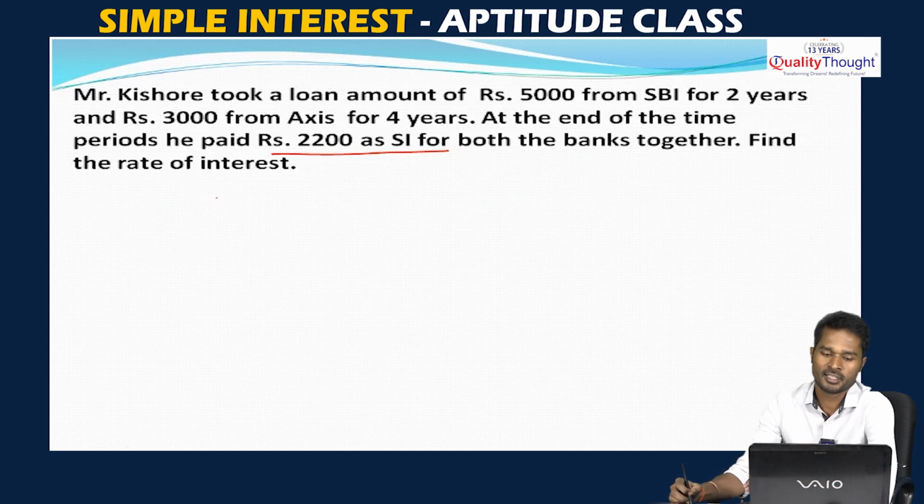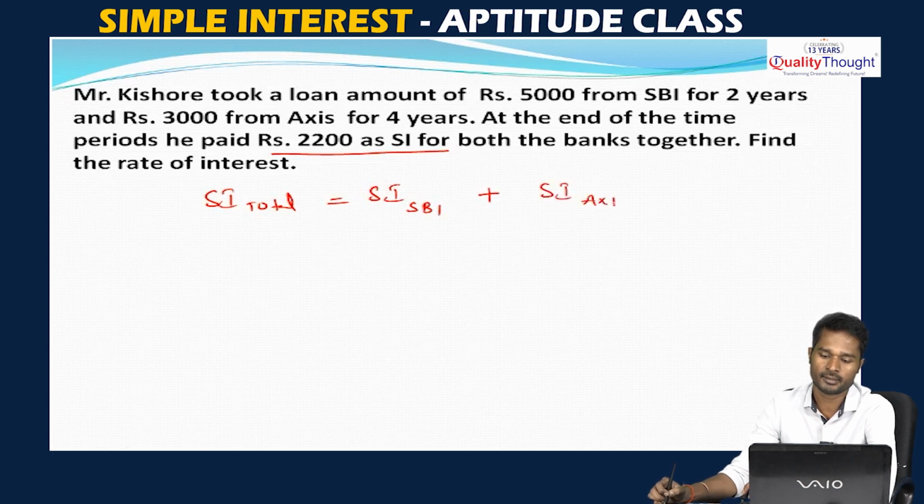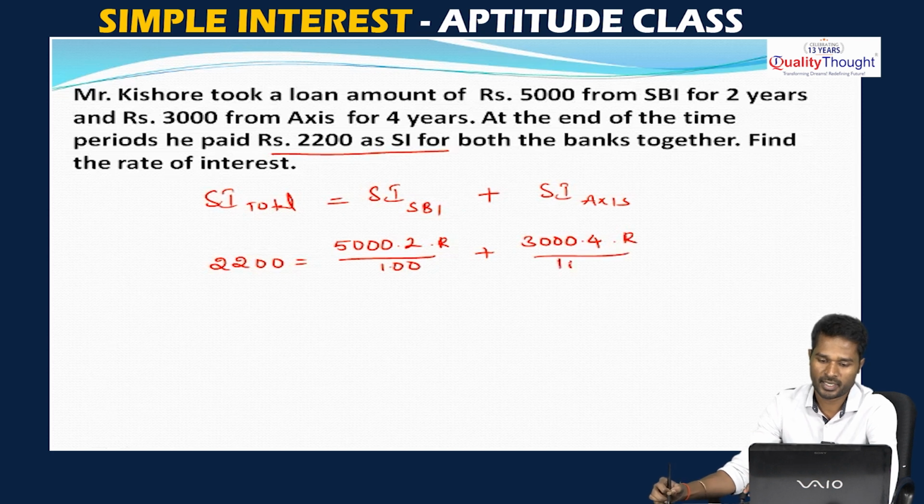It is very easy. See the total simple interest. So, I will write here, simple interest total is nothing but the simple interest paid to SBI Bank plus the simple interest paid to Axis Bank. That is it. So, simple interest paid is total 2,200, and from SBI he has taken 5,000 rupees for 2 years, rate of interest we do not know, that is what we need to calculate, plus from Axis Bank he has taken 3,000, time period is 4 years, rate of interest we do not know. So, divided by 100 we have.